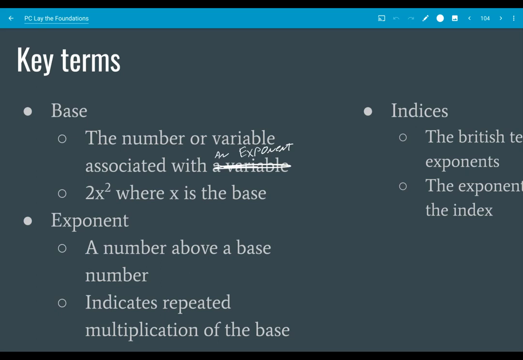The first key term we're going to talk about is a number called the base. Okay, so the base is the number or variable associated with an exponent. So in 2x squared, the number or variable associated with the exponent is x. So x becomes our base. X to the nth, that is our base.